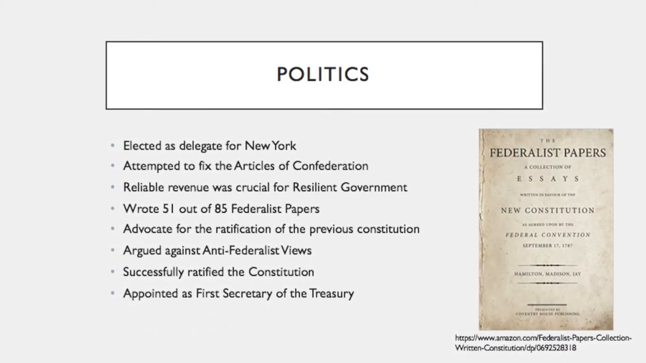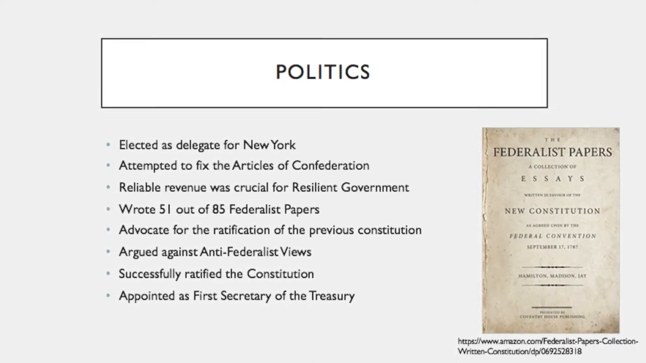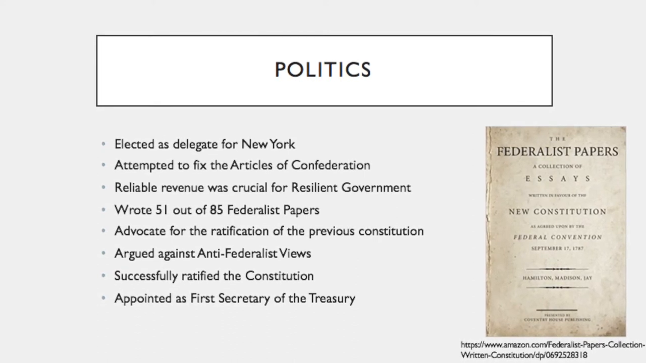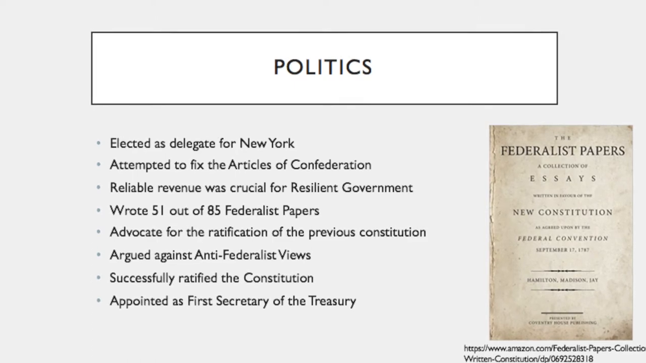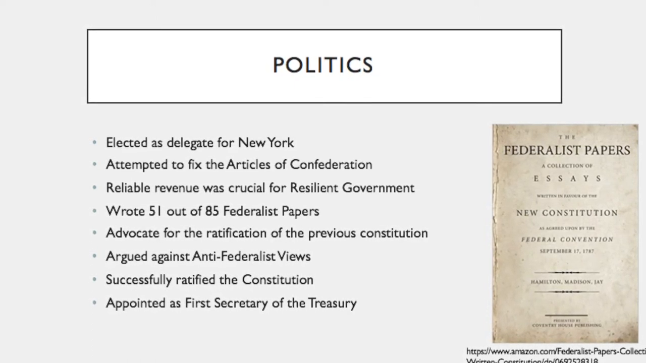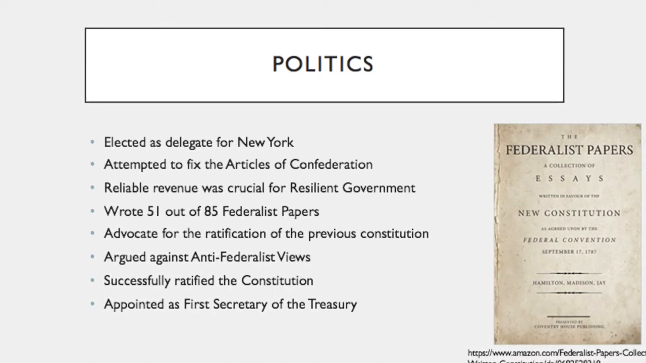He then wrote 51 of the 85 Federalist Papers and defended the new Constitution proposal. Hamilton went on to be a powerful advocate for the ratification of the Constitution and argued against the anti-Federalist views. He eventually assisted and was successful in the overall ratification process. When George Washington became President of the United States, he appointed Alexander Hamilton as the first Secretary of the Treasury.